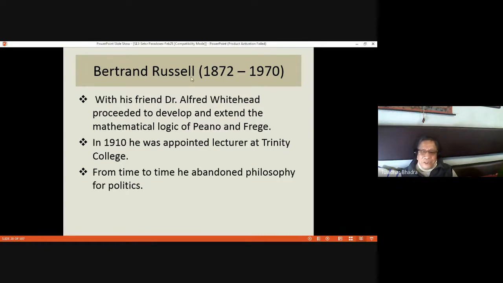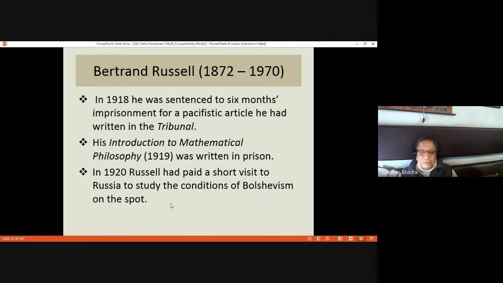So he was also very interested in politics. In 1918 he was sentenced to 6 months imprisonment for a pacifistic article he had written in the Tribunal. Tribunal is a journal. His Introduction to Mathematical Philosophy, 1921, was written in prison. So when he was in prison for 6 months, he wrote this book, Introduction to Mathematical Philosophy, in 1919.